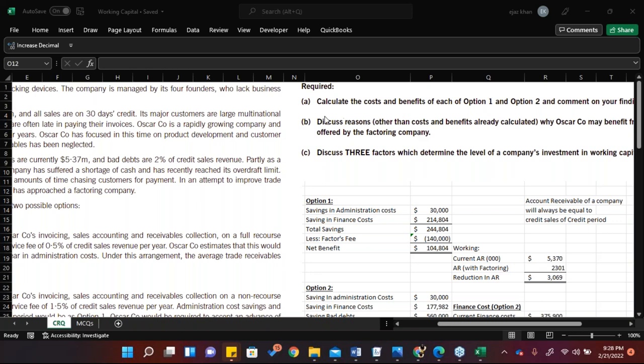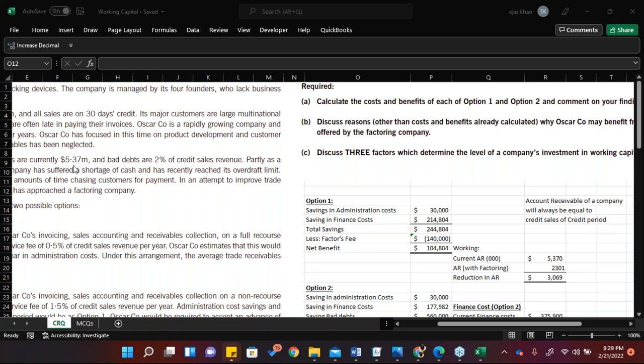running after, as they've mentioned here as well, that the management was spending so much time and money chasing the receivables, right? So chasing receivables can never be a core activity of businesses like Oscar. They need time to spend on their core functions. But if they're after the receivables every time, they will lose their focus. They will not be focusing on their unique selling points, their core activities.